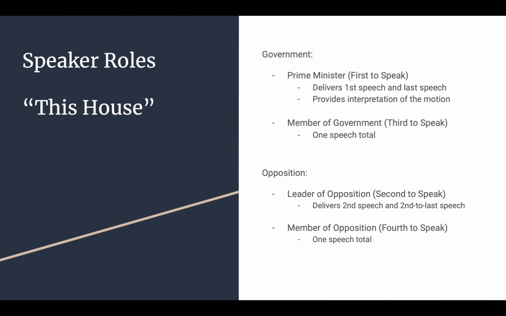So let's dive in. Firstly, let's talk about the speaker rules. Each debate has 4 speakers, with 2 on the government team and 2 on the opposition team. The government team speakers are named the Prime Minister and the Member of Government, with the Prime Minister being the first to speak. The members of the opposition team are named the Leader of Opposition and the Member of Opposition, with the Leader of Opposition first to speak among the opposition speakers.